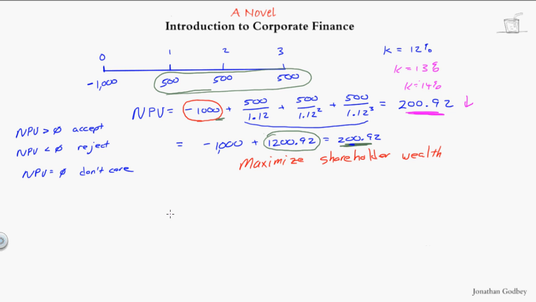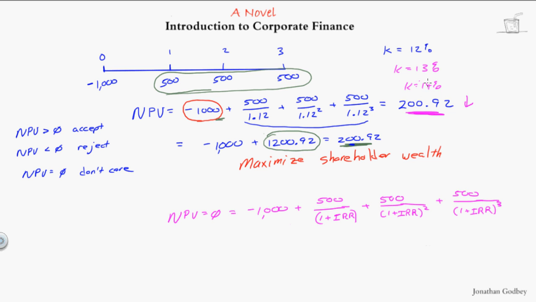So I can say if the net present value is equal to 0, instead of K, I'm going to have IRR. So 1 plus IRR, that's for internal rate of return, 500 over 1 plus IRR squared plus 500 over 1 plus IRR cubed.